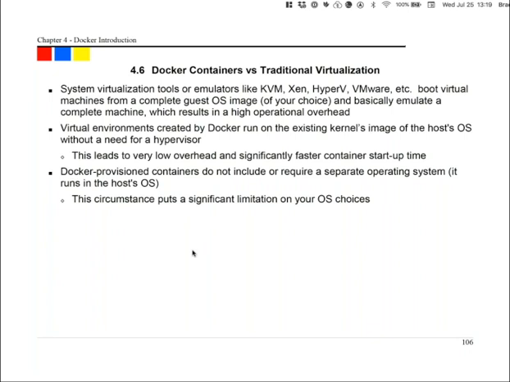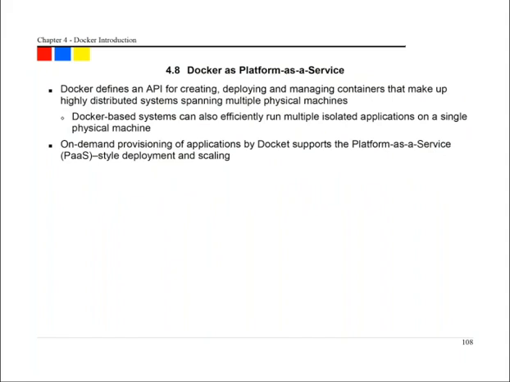This puts a limitation on what operating systems we can make use of, because a bunch of containers on one machine, they're sharing a single operating system. So the slide talks about that as a significant limitation on operating system choices. In practice, it's true, but it's really not a big deal. Okay, let's get forward here.